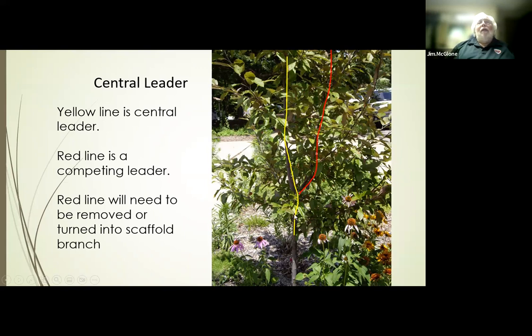When I evaluated it, this is a crabapple. It had 2 competing leaders. This yellow line is the one that I wanted to keep as the central leader. The red line is competing. And so looking at that, I knew that at some point I was going to have to remove that branch, or I was going to have to turn it into a scaffold branch. But at this point in time, my most important consideration was keeping this from becoming too big a competition for that other leader.